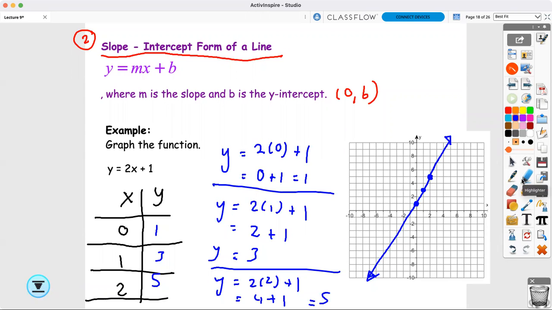Any questions on how we graph this equation, guys? Any questions at all? Would anyone need more time to copy this work down before we move on to the next slide? Yeah, 30 seconds. Let me know when you're good to go.